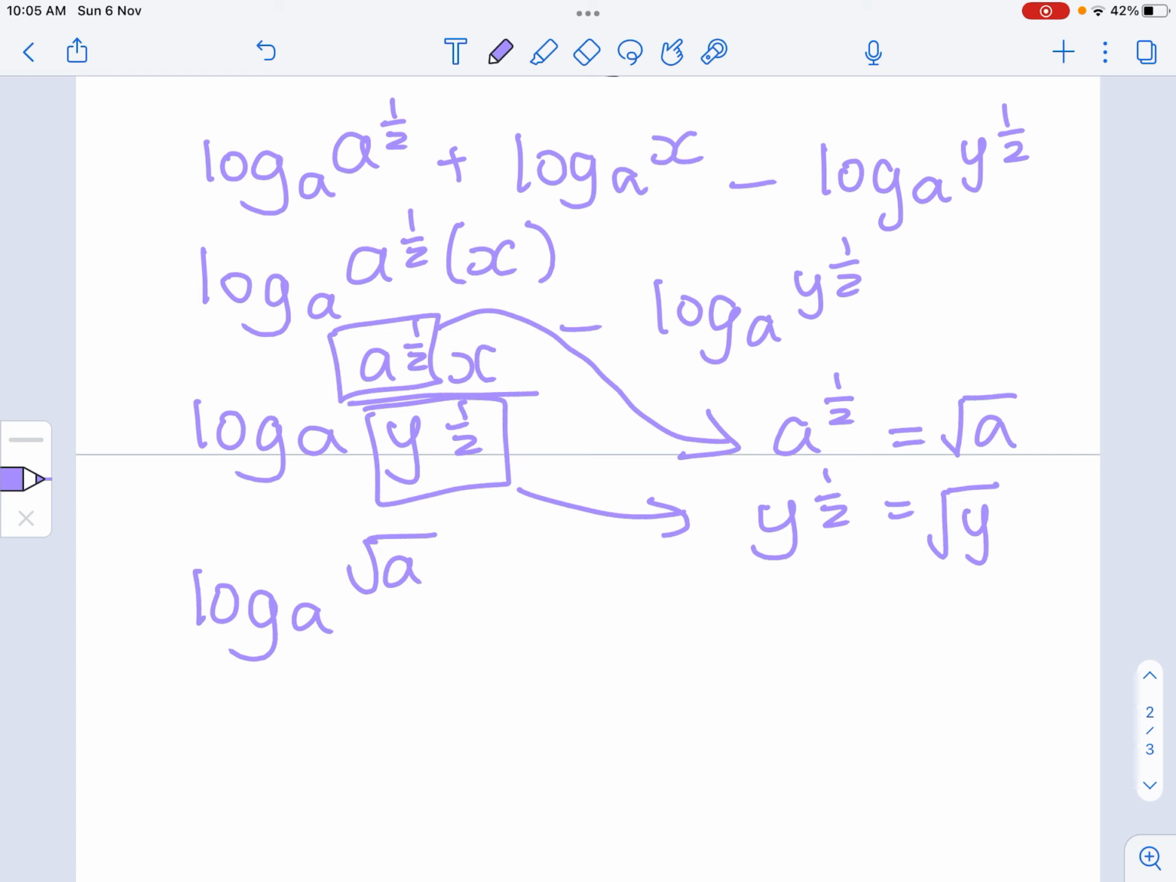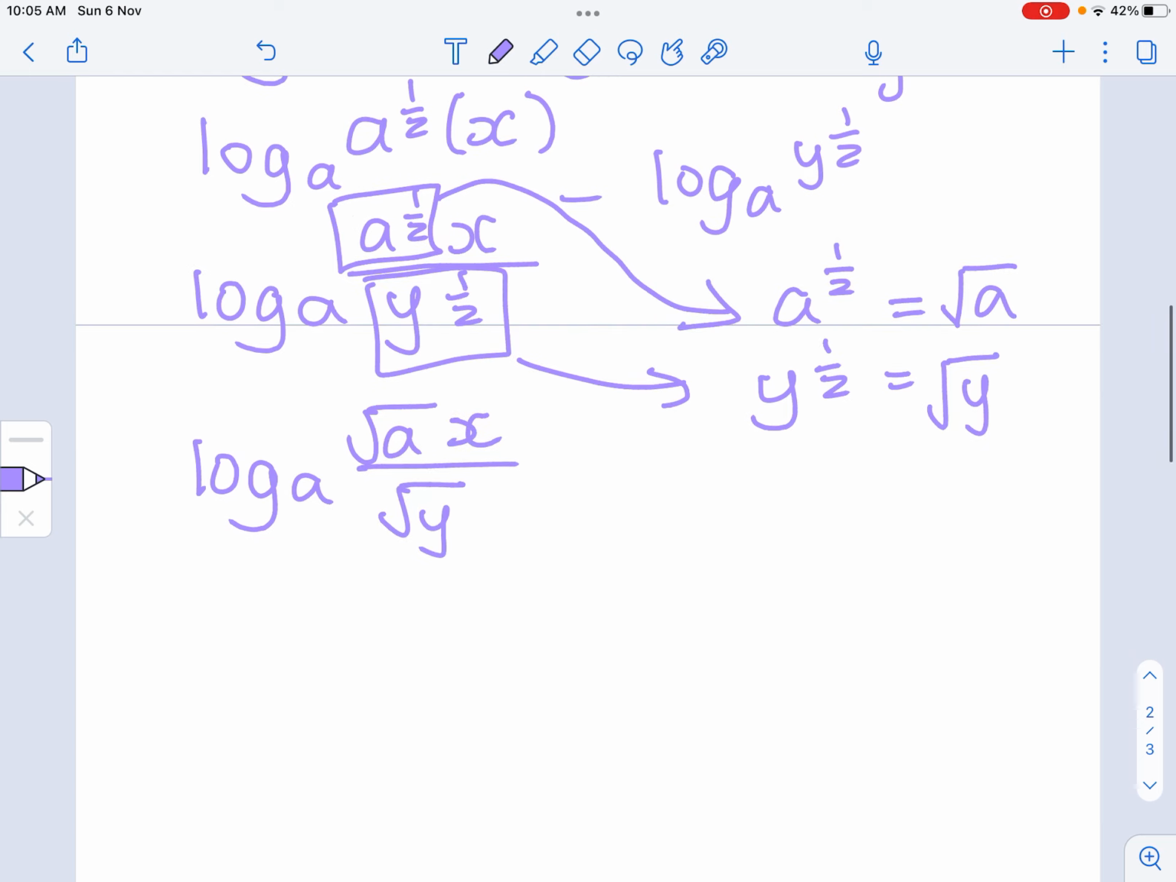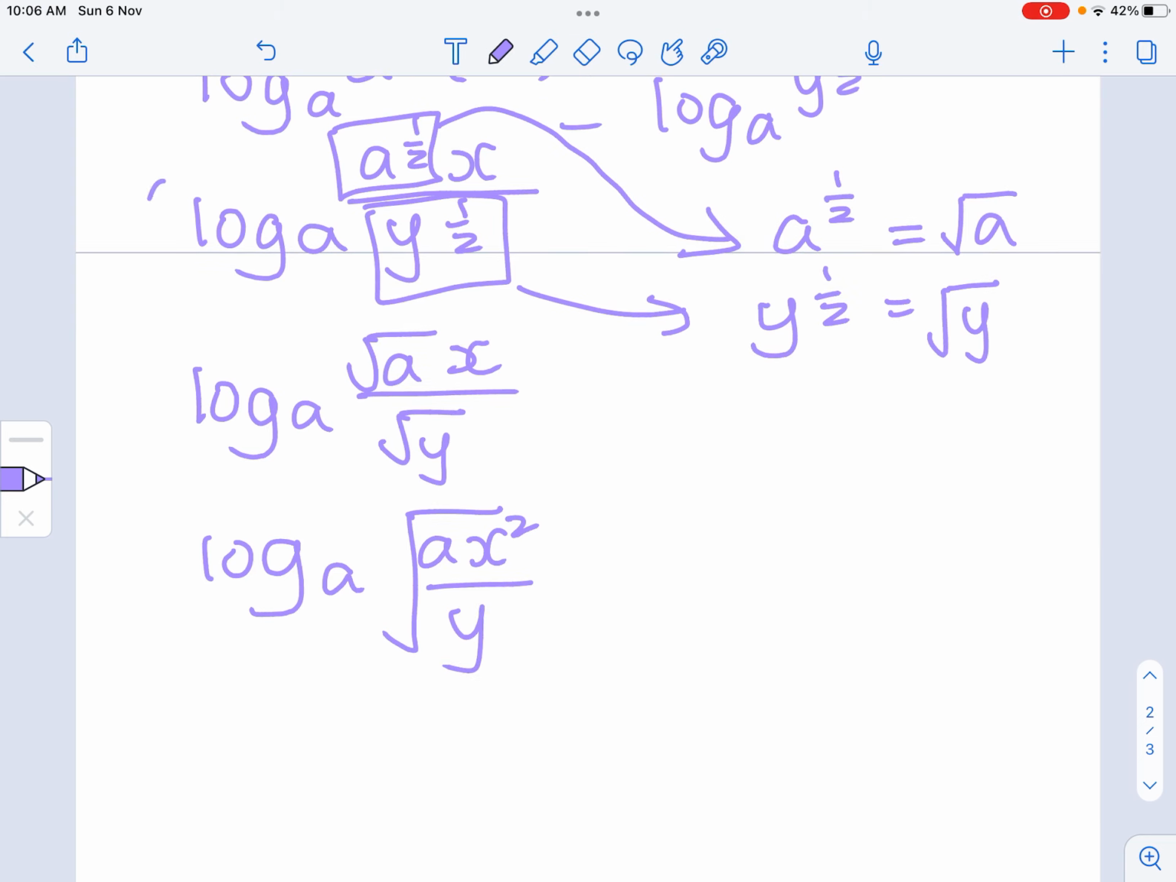So log a of square root a times x over square root y, or we can write our answer as log a of the square root of the whole thing, a times x squared, because this x here does not have anything, and if we put it inside a square root, we have to do x squared, over y. So we can have three different types of answers depending on what the question is asking.